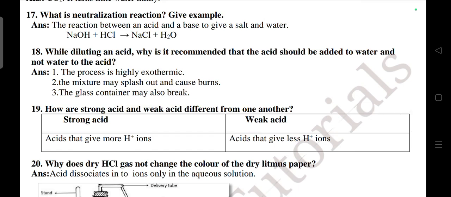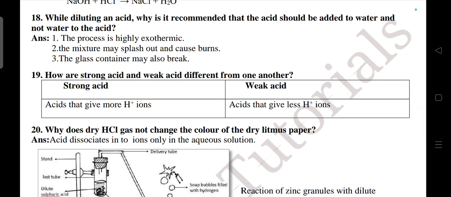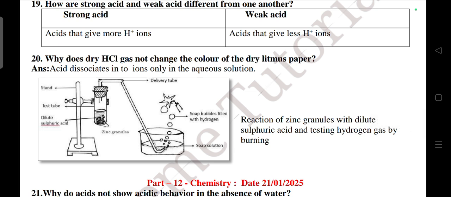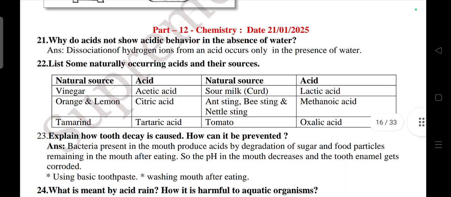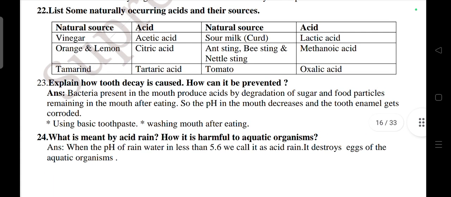While diluting an acid, why is it recommended that acid should be added to water and not water to acid? How do strong acids and weak acids differ from one another? Why does dry HCl gas not change the color of dry litmus paper? Reaction of zinc granules with sulfuric acid and testing hydrogen gas by burning. Diagram important. Why do acids not show acidic behavior in the absence of water? List some naturally occurring acids and their sources. Explain how tooth decay is caused.